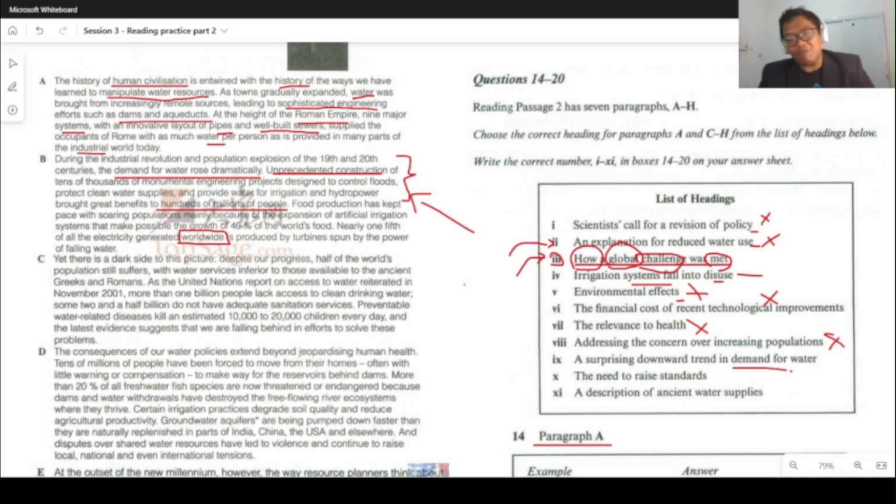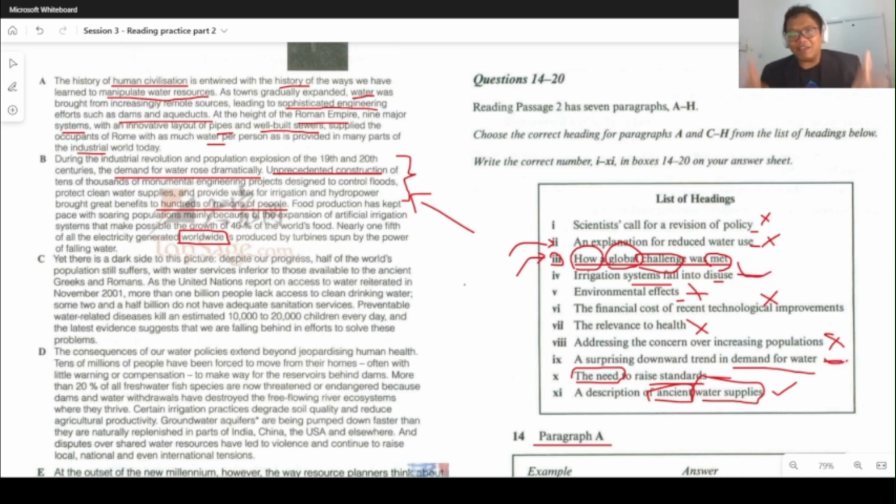Okay, there's demand for water. Surprising downward trend, can't really tell, so we'll leave it open for now. The need to raise standards. Okay, this is quite vague, standards, but the need here is questionable. Okay, we can leave that open if you're not sure. A description of ancient. Okay, there's ancient. Oh, and there's also water supplies here, right? So this one looks good. All right, now that you've identified at least one, so let's do that again. One, two, three. There's three possibilities.